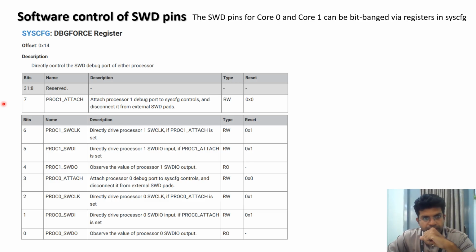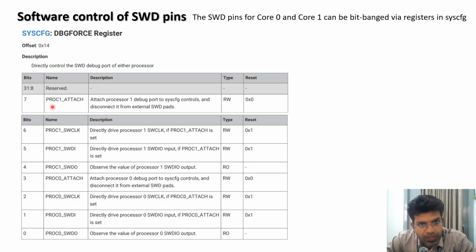I'm reiterating this again. The bits, name of the register, the description, the type and reset are to be seen again properly. Here most of them are read and write. Only certain things are read only. So what is read only? In that you can only read and see the status. We cannot update it, right? So description, you can see that in this particular debug force register, you can directly control the SWD port of either of the processors. If you want it to be on processor 1, you have to use this. On processor 2, this.